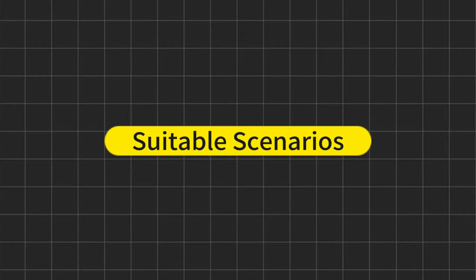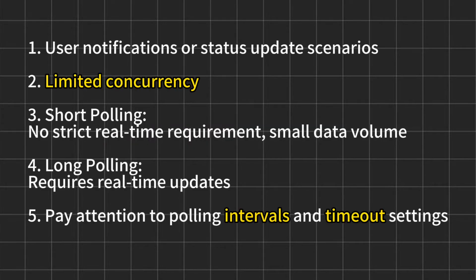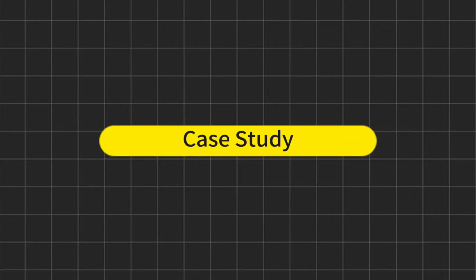Suitable scenarios. Considering these points, both short and long polling are viable options for scenarios like user notifications or status updates, where there is limited concurrency. Short polling is more suitable for scenarios that do not require stringent real-time updates and have small data volumes. Long polling is better for scenarios needing real-time updates. In practice, the polling intervals and timeout settings should be adjusted based on business needs to balance resource expenditure and response timeliness. Now let's look at 2 typical cases of HTTP polling in action.